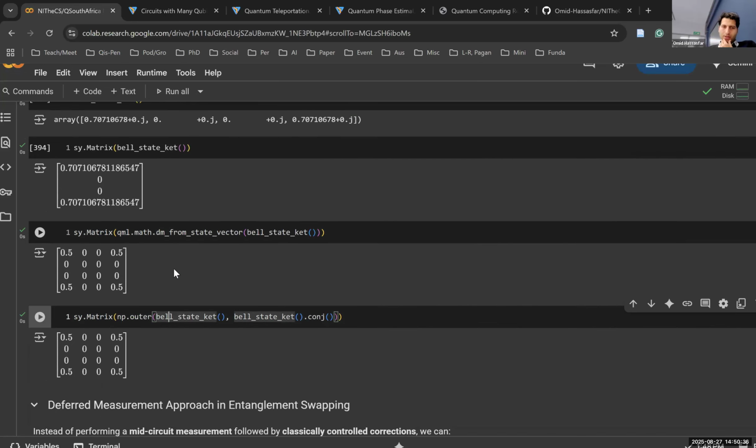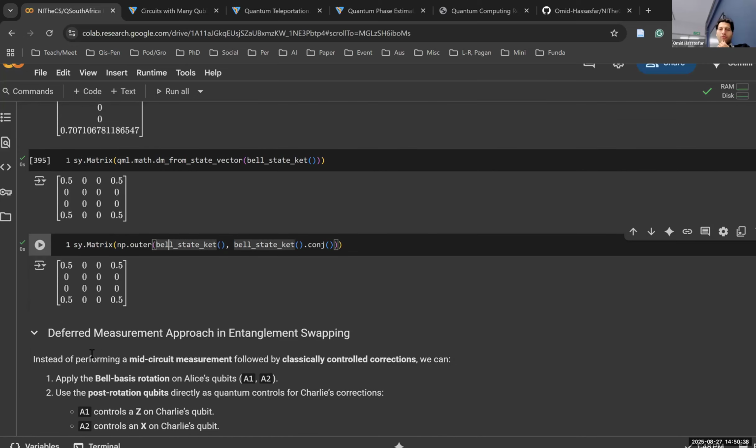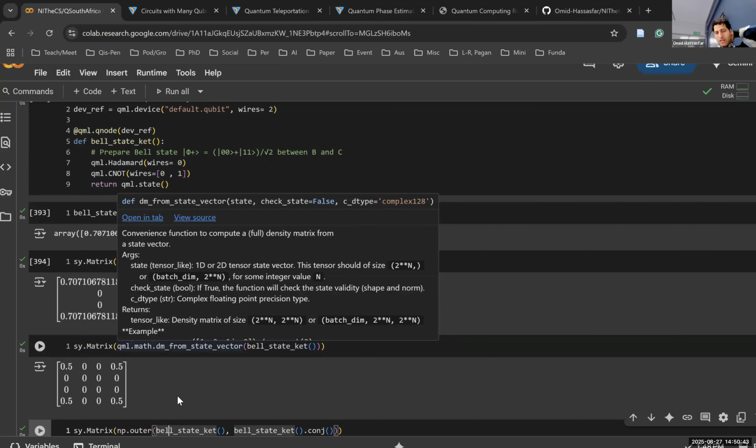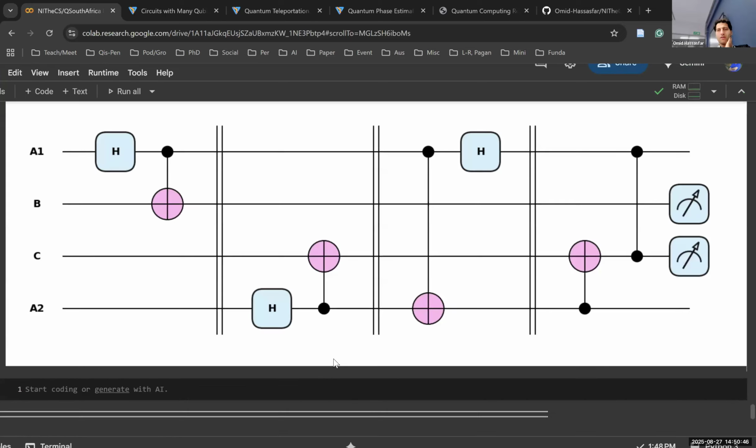I don't have a lot of time, but you can check this deferred measurement approach in entanglement swapping, because I mentioned in quantum teleportation also you can do the measurement at the end. Here, I think you can do this at the end as well. But the point here is that instead of Alice calling Charlie to do this or that, they need quantum interaction here. So CNOT and CZ interaction between Alice and Charlie. Two different methods. Still, Bob and Charlie don't have any interaction.